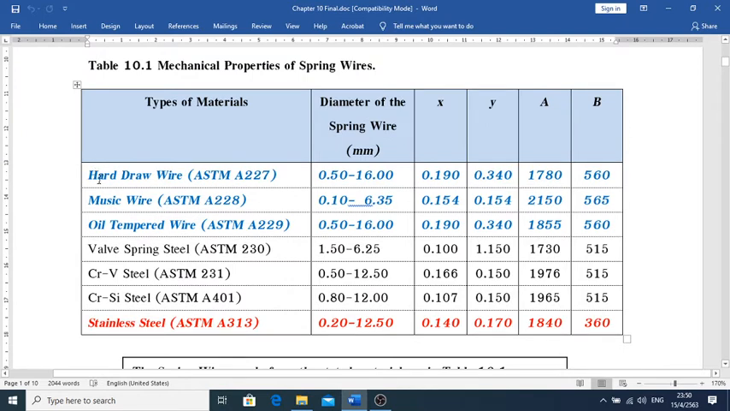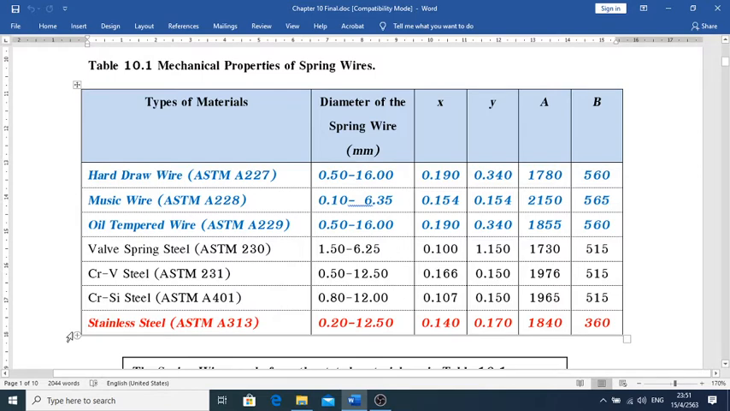In the materials in Table 10.1, we can classify the first three lines as the typical types of steel that we can find. You may notice we have three types of wires. We have ASTM, which is a brittle material, and this can typically be found in our countries. Number one is easy to find. Number two, music wire, is typically found in Thailand. Oil-tempered wire is kind of hard to find. But for chrome-vanadium steel and chrome-silicon steel, it's very difficult to find in Thailand. And the last line, stainless steel, can be found in Thailand.